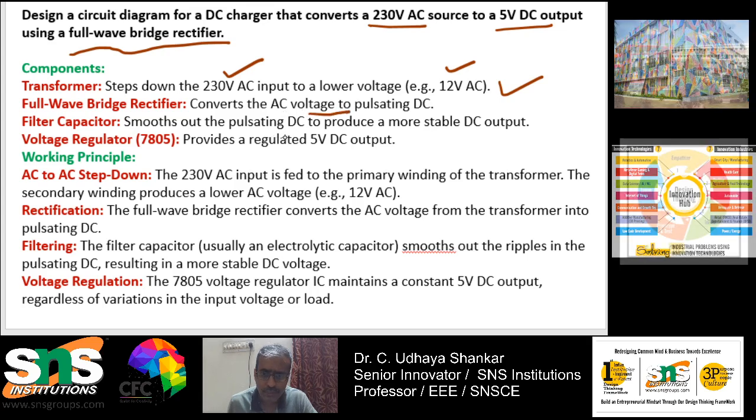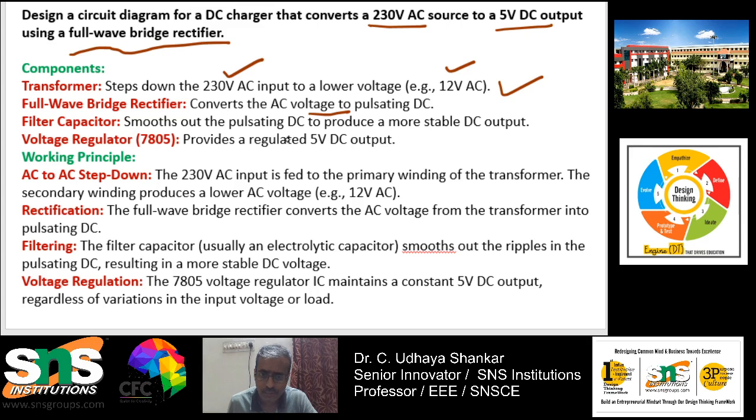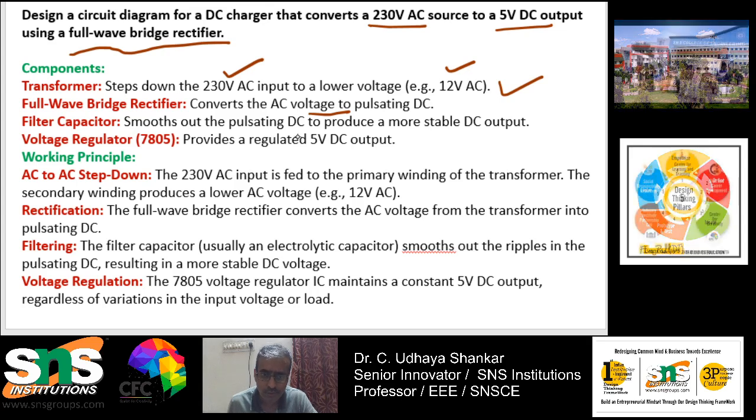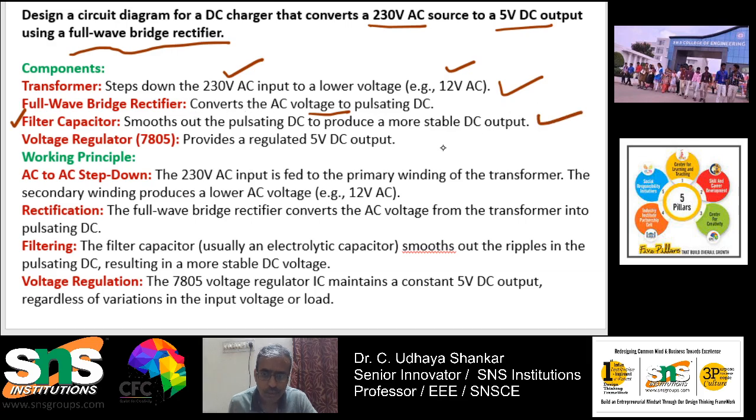But for the charger the DC voltage will be pulsating. What is pulsating? It is just changing with respect to time. So, that has to be converted to a smooth output, that is a constant DC output, which can be done by means of the filter capacitor. Okay. So, the filter capacitor is used to produce the smooth and stable output.